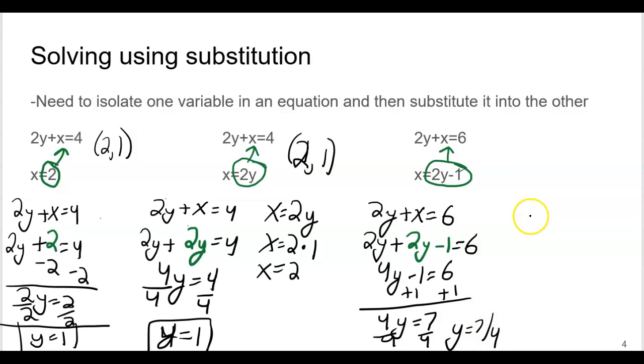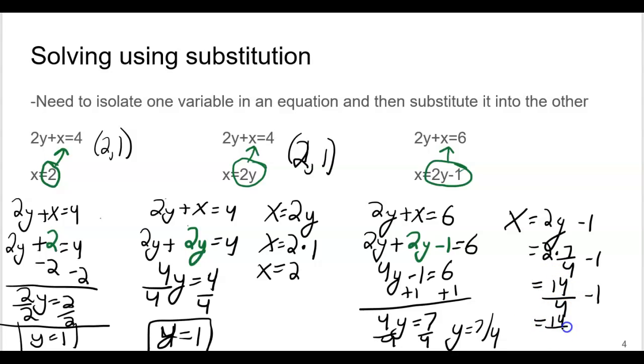So this answer is not a nice answer, but we can still do it. Wherever I see a y, I would put 7/4. This is not a nice one, and you guys should not have one this hard in your work, but you get 10/4, comma 7/4.